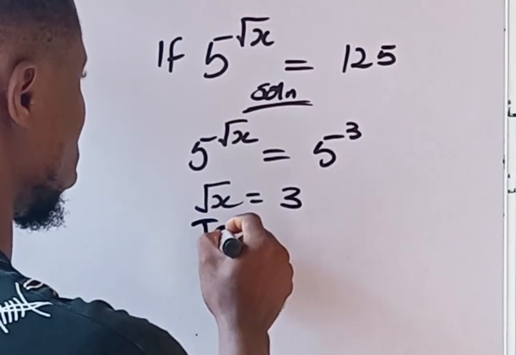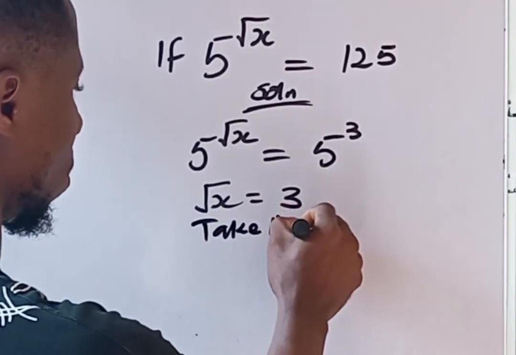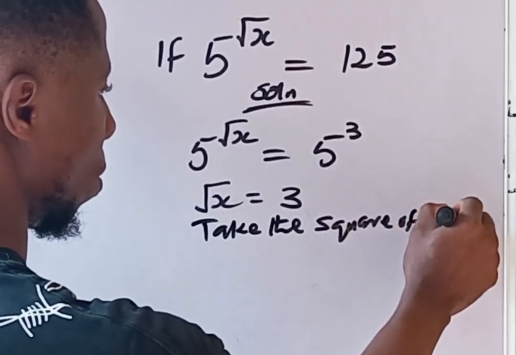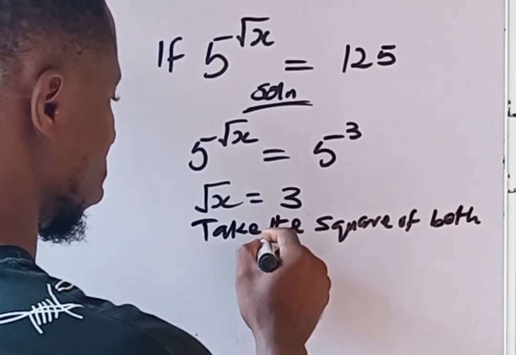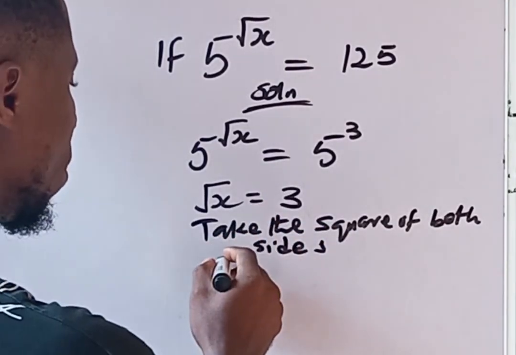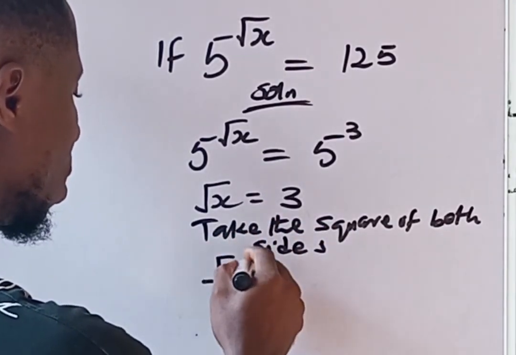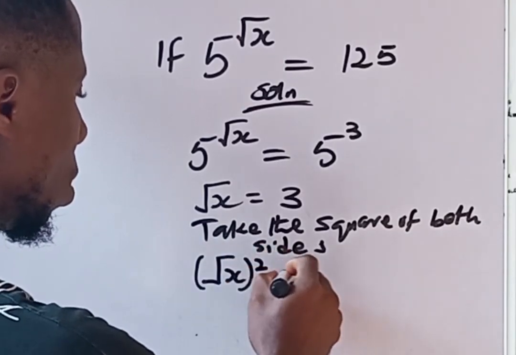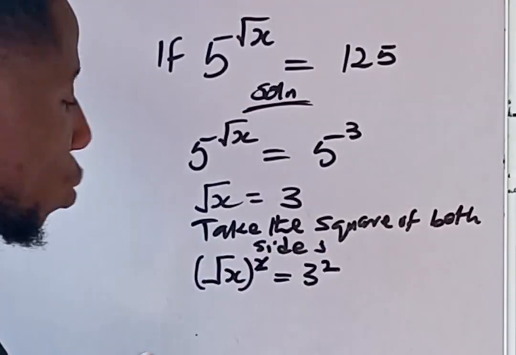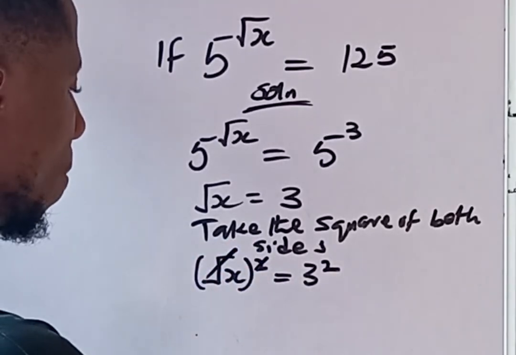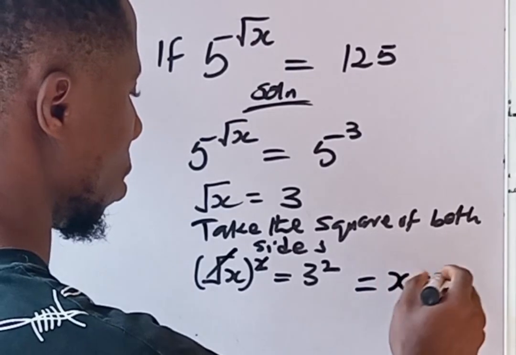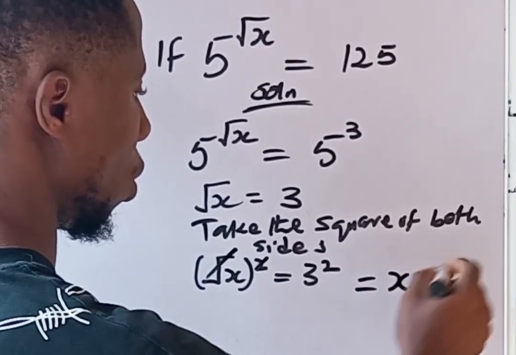So take the square of both sides. If we take the square of both sides, we are going to have root x raised to the power 2 equals 3 raised to the power 2. These two cancel the root out, okay? So we are going to be left with x, which equals 3 raised to the power 2.